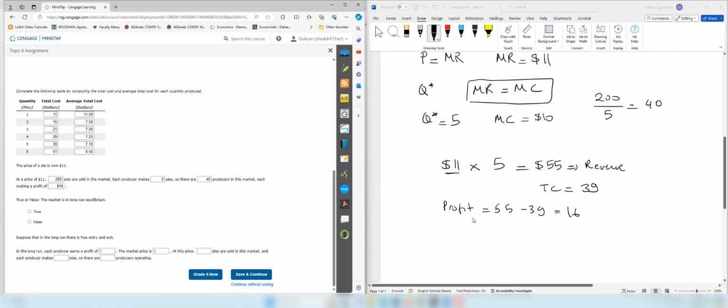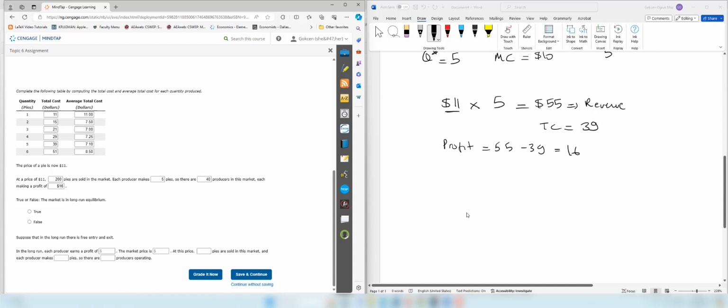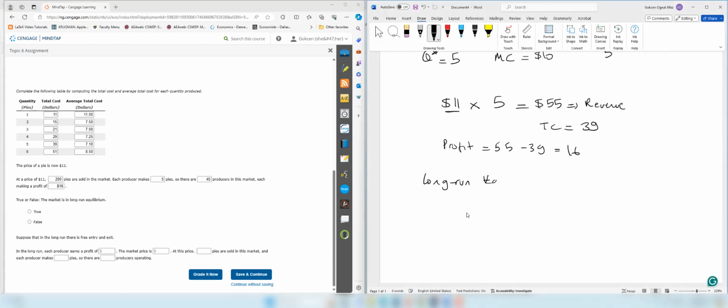In order to decide whether this firm is in long run equilibrium or not, we need to compare price with ATC, okay?